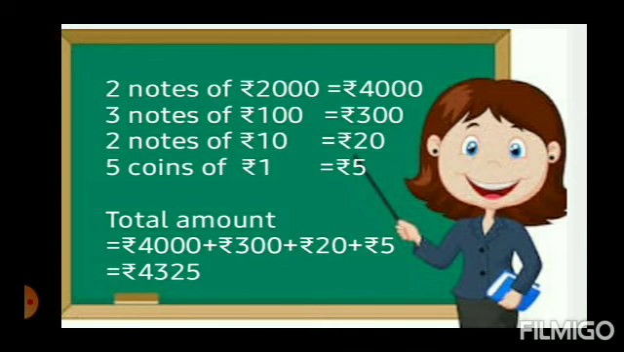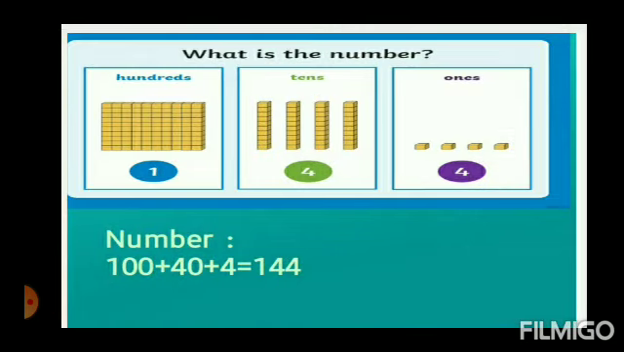Yes. So suppose we have, as you know, the building blocks: hundreds, tens and ones. In the ones place there is 4, in the tens place 4, in the hundreds place 1. Now coming to here, what is the place value of 1? The place value of 1 is 100 because 1 is in the hundreds place. What is the place value of 4? 4 is in the tens place. So the place value of 4 is 40.